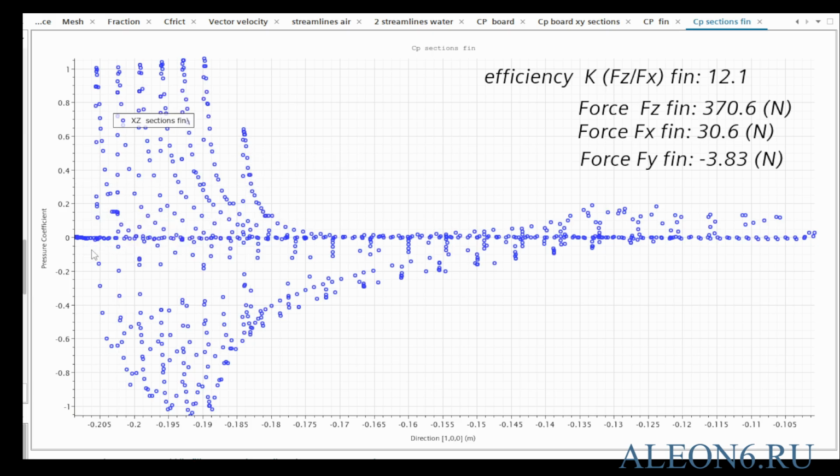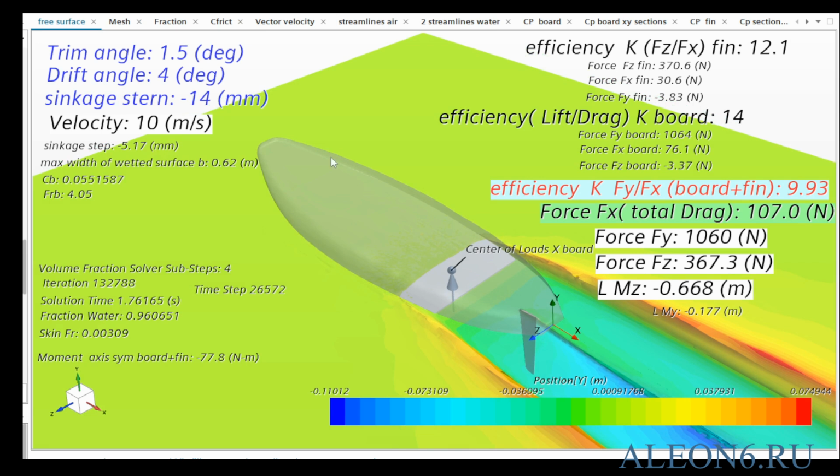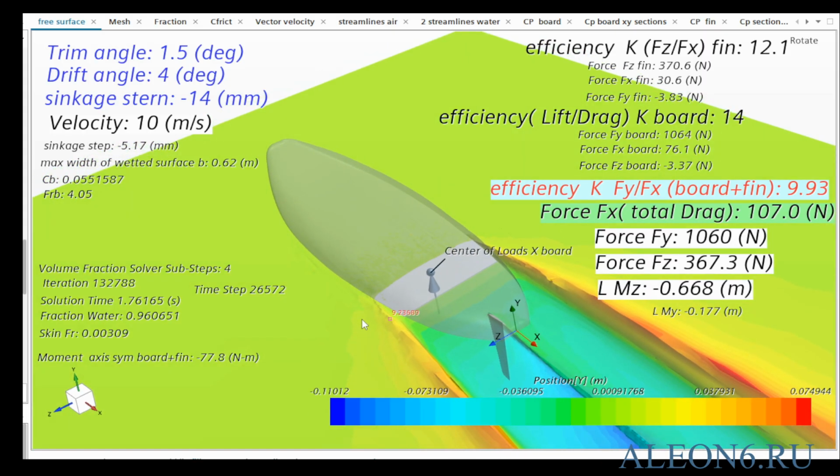Conclusion. The final configuration for the stepped board resulted in a trim angle of 1.5 degrees and a drift angle of 4 degrees. Crucially, the total drag of the board and fin system was reduced to 107 newtons, a substantial improvement over the 145 newtons recorded for the conventional board in Part 1.